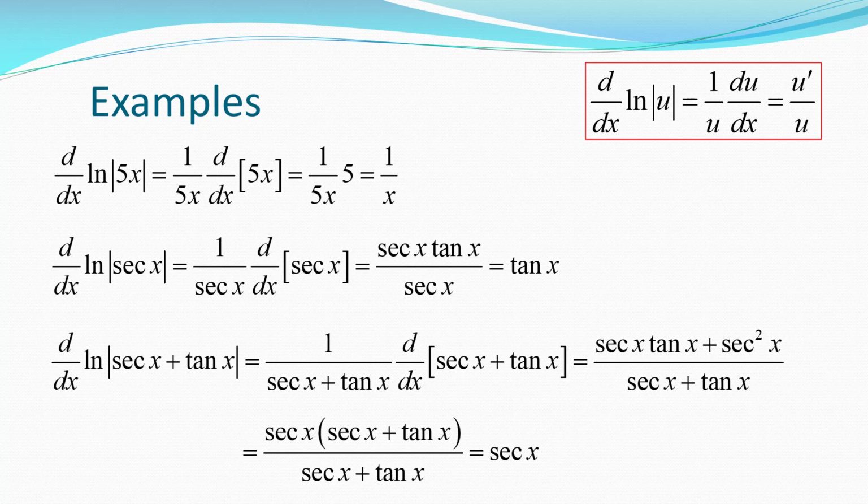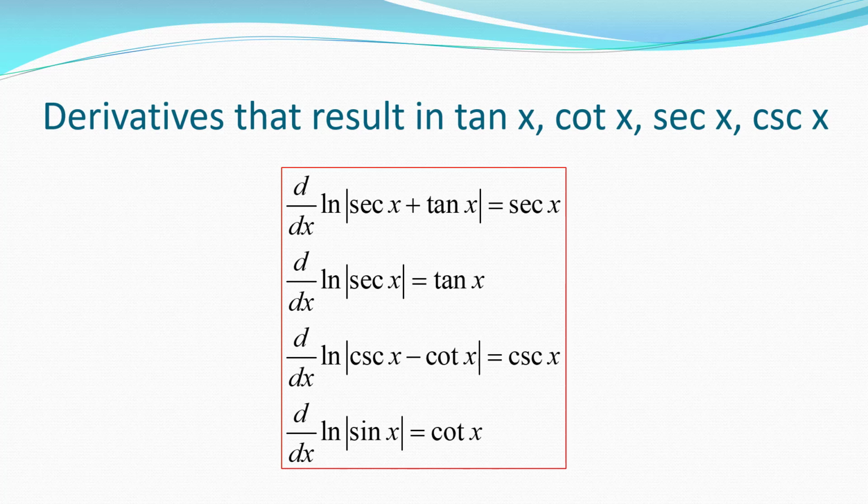So after all this, the derivative of the natural log of the absolute value of the secant of x plus the tangent of x is actually just the secant of x. This has a really neat consequence, and if you want, we can keep doing the others, but it winds up being that here are the weird functions whose derivatives are the other trig functions.